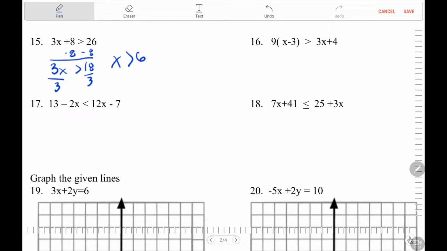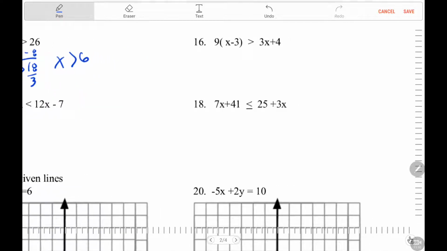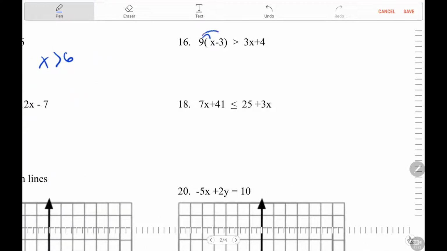16, we have this coefficient of 9, so distribute. So we get 9x minus 27 greater than or equal to 3x plus 4. Some people like to add their constants first. I'm going to go ahead and just subtract the 3x, so I get an x, but the x is on one side, minus 27 greater than or equal to 4.